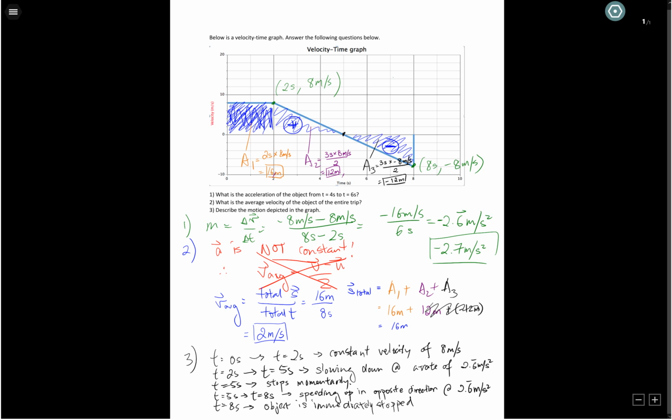Oftentimes when you get a graph, it's a good idea to visualize what motion is happening to help you better analyze the graph. Hopefully this video was helpful in walking you through how to analyze a velocity time graph. Tune in to another example later on.